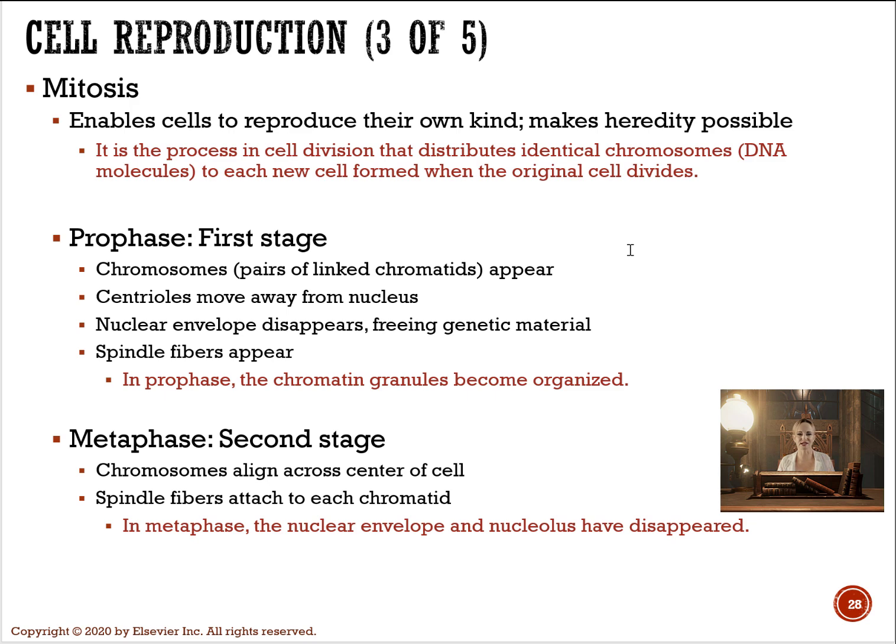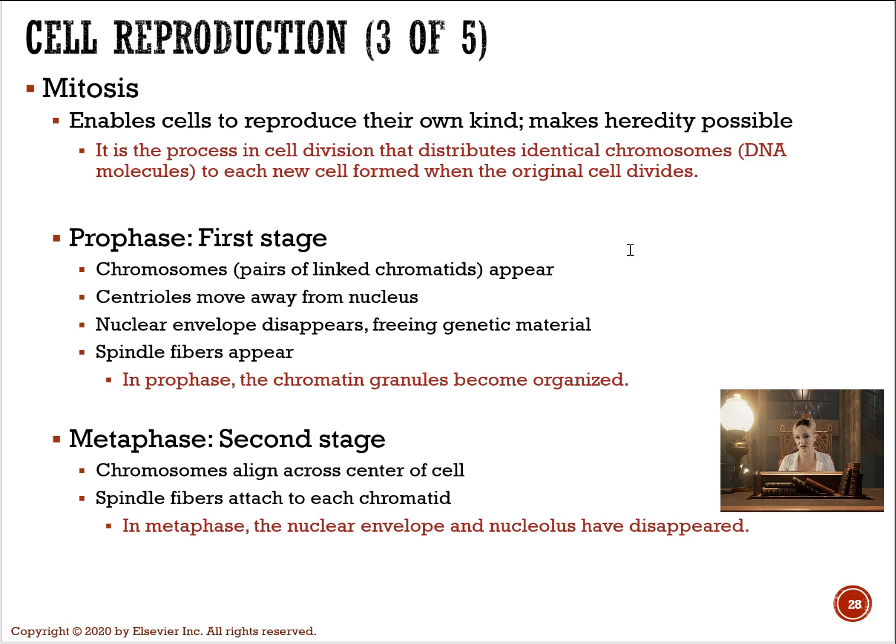So, mitosis enables cells to reproduce their own kind. This makes heredity possible. It is the process in cell division that distributes identical chromosomes, DNA molecules, to each new cell formed when the original cell divides. So, what are our stages here? Well, we have prophase. Prophase is the first stage.